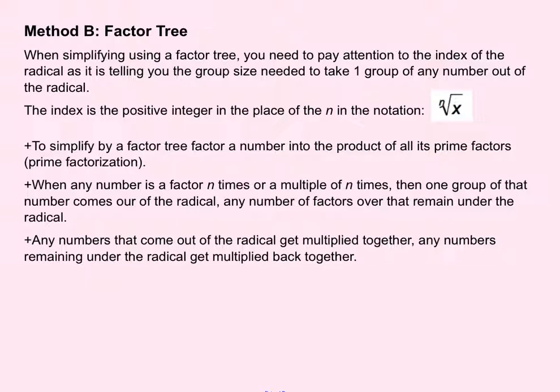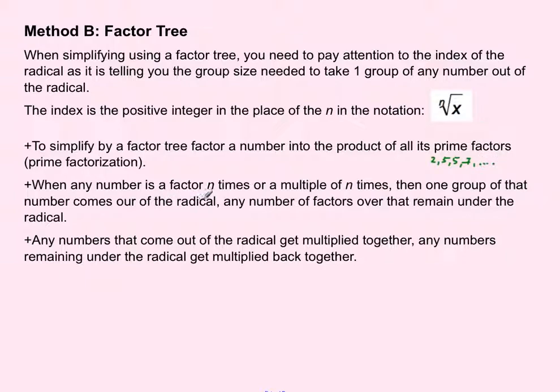Second method is the factor tree method. So when you simplify with the factor tree method, you need to pay attention to the index, that n, that number right there, because it's telling you the group size that you need in order to take out one group from the radical. It has to be a positive number. It's going to be an integer. To simplify with the factor tree method, you're going to factor the numeric part into the product of its prime factors. It's called the prime factorization. So prime numbers are 2, 3, 5, 7, etc.